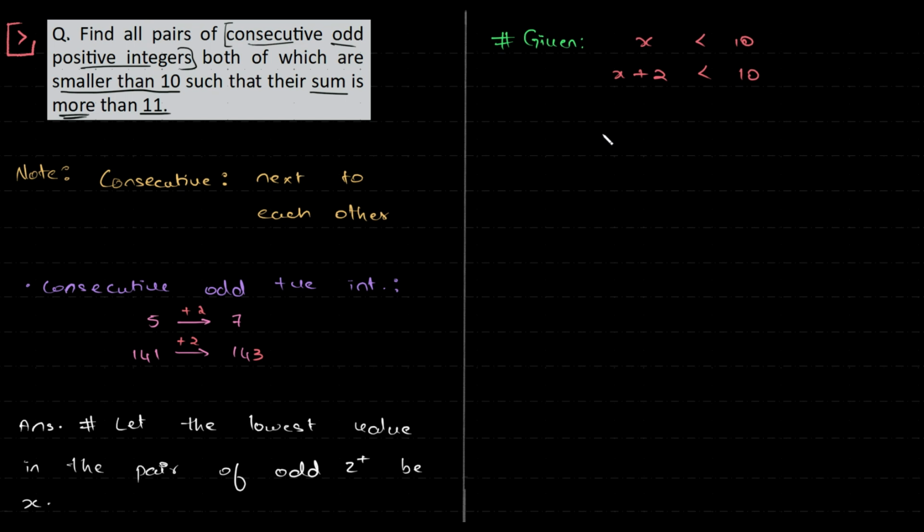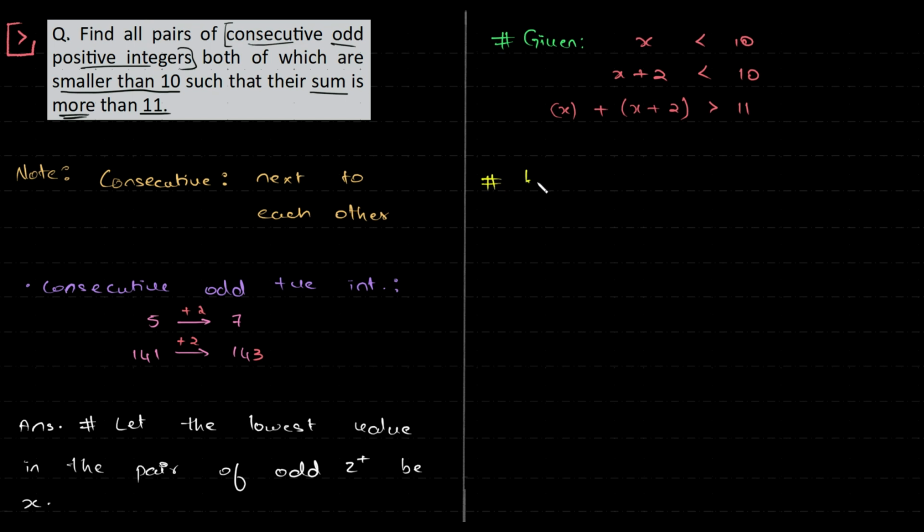That x plus 2 is less than 10. And the sum of this, x plus x plus 2, should be more than 11. Again, all this is given. We're not making up anything, right? Both of which are smaller than 10 such that their sum is more than 11. Does it make sense? Okay. And now we just have to work with this and get the answer.